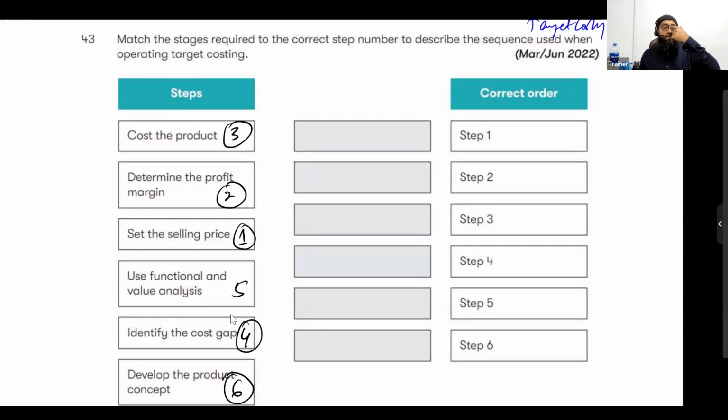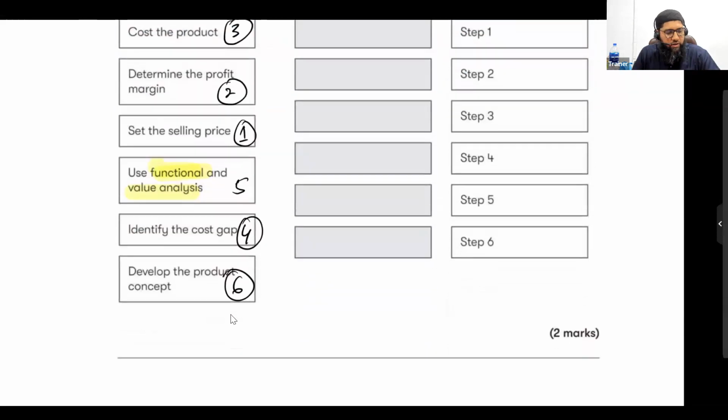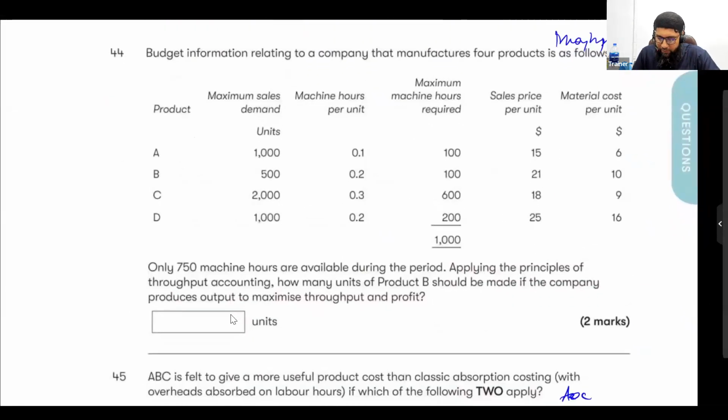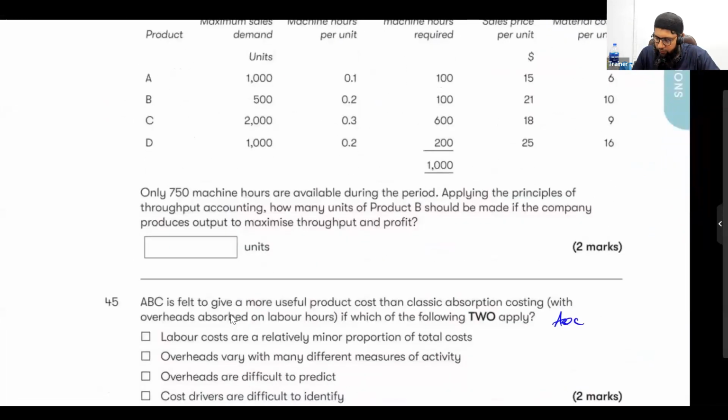Now, what happens with respect to this is use functional and value analysis. When you talk about functional and value analysis, what do you mean by this? Functional analysis means that you're getting into the details of the breakdown of how the cost of the product goes about. So that's what you're trying to do.